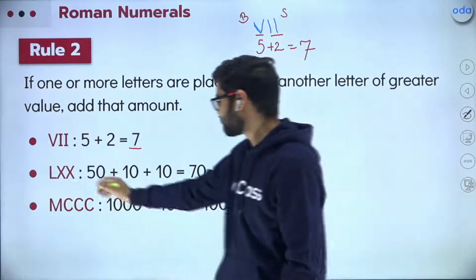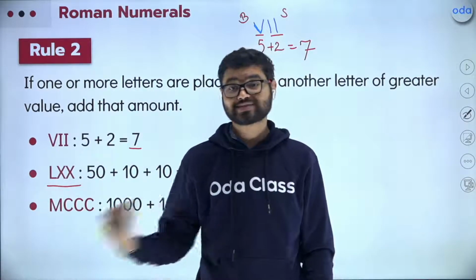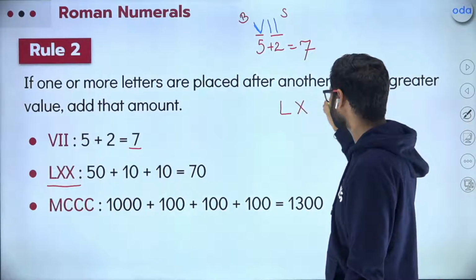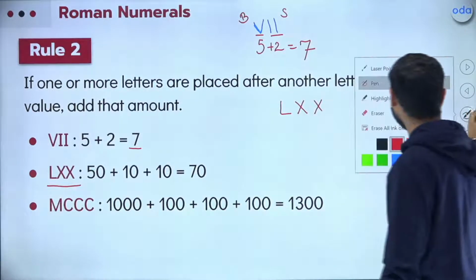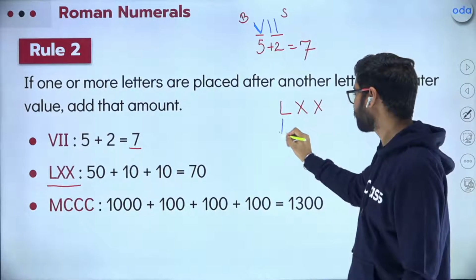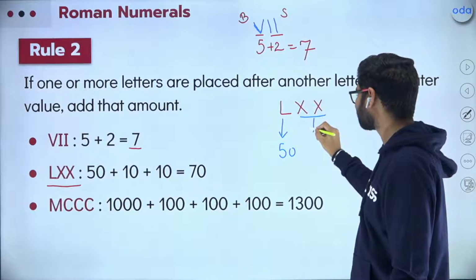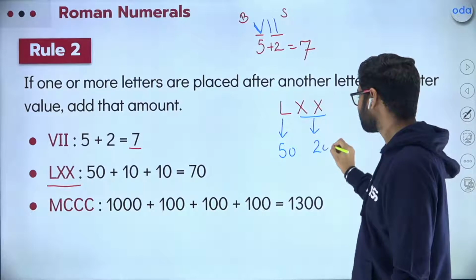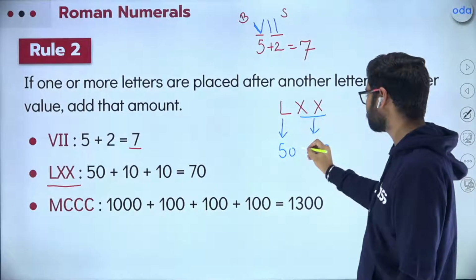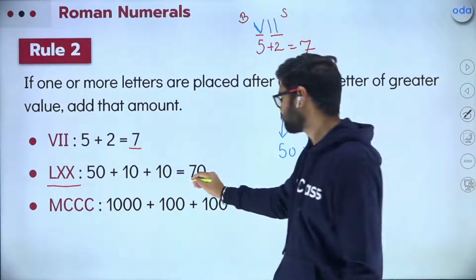Okay, let's take one more example, LXX. Now, I do not know what LXX is because it is a symbol we have not learned, right? But let's try to figure it out because rule number 2 can definitely help me find the value of LXX. I know the value of X. The value of L will be 50. The value of XX is 20. The bigger value is on the left, smaller on the right, we can do the addition. 50 plus 20, 70. So that is the value 70.